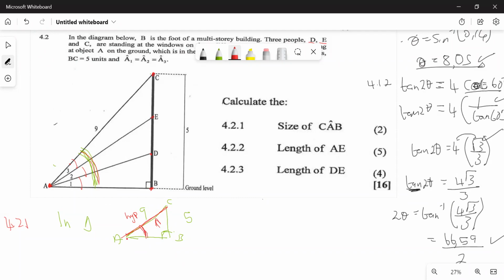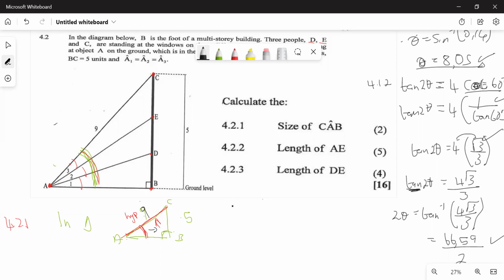We have the hypotenuse AC, which is 9. We also have this side here. In relation to A, is it opposite or adjacent to A? It's opposite to A.